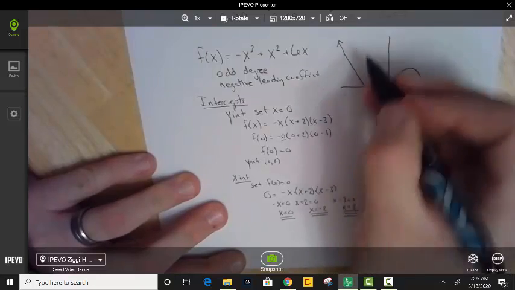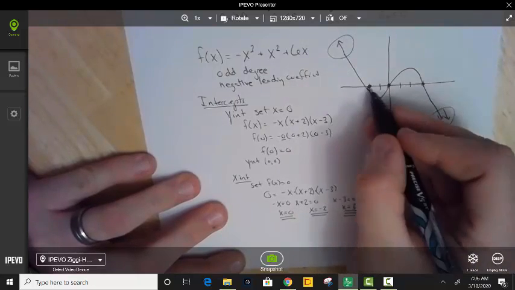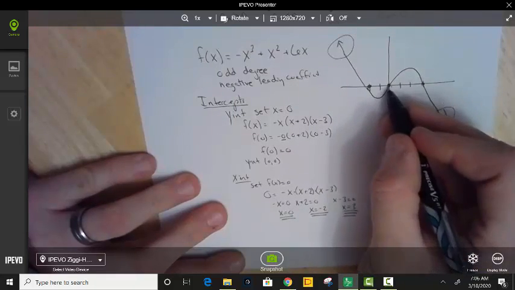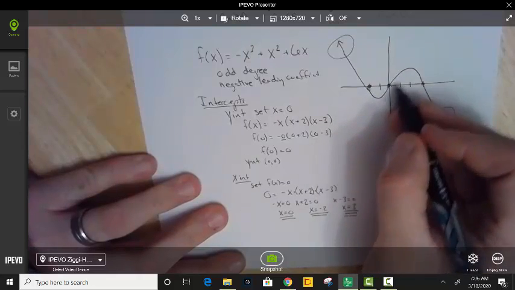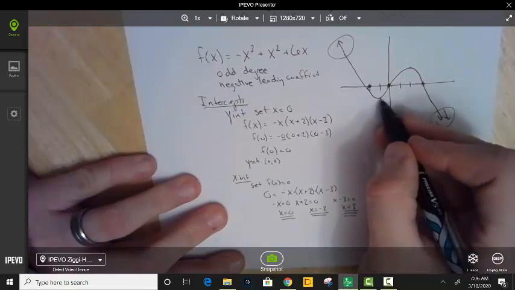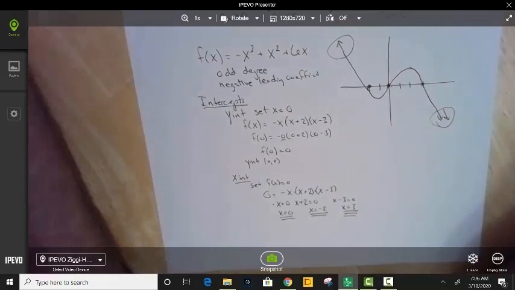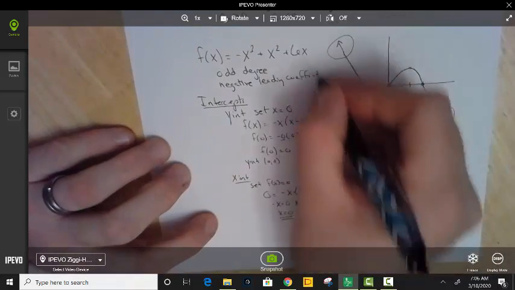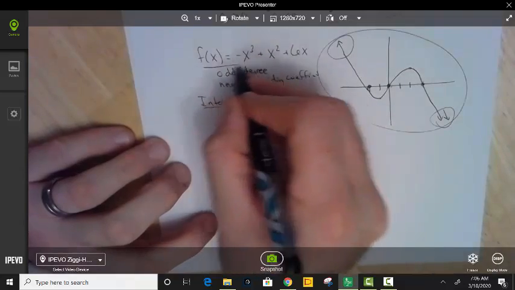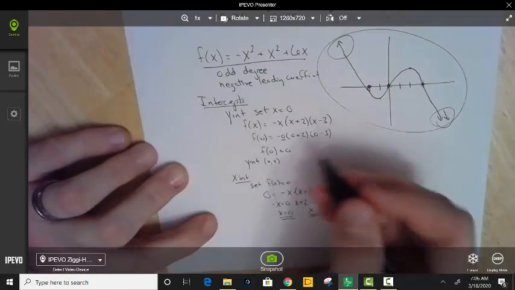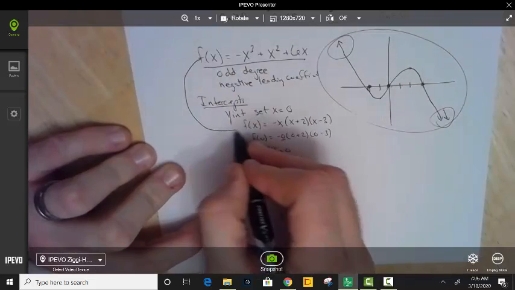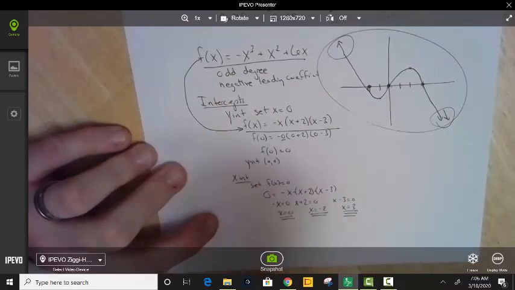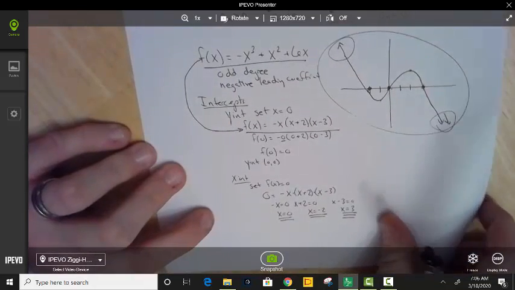We know this graph starts up here, goes down here, it has to pass through these 3 points. We don't know how far it goes down or how far it goes up before it turns around. That's where calculus leads to. But for right now, based on the information that we have, this is a rough sketch of this polynomial function in standard form, which is equivalent to the polynomial function that is written in factored form.